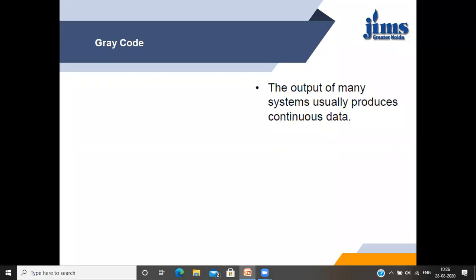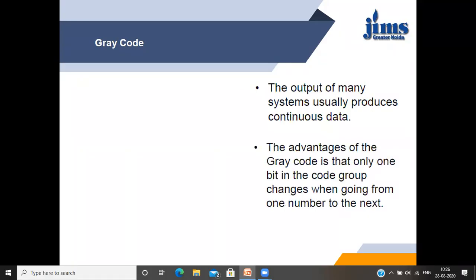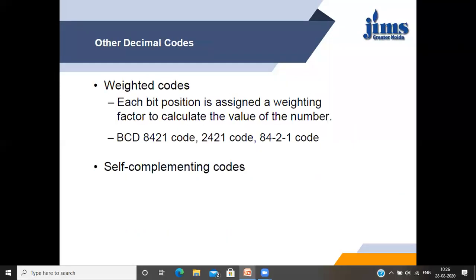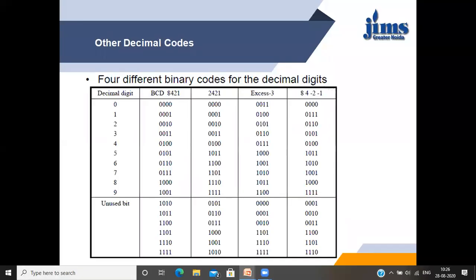So the advantage of gray code is that only one bit in the code group changes when going from one number to the next number. Suppose I take an example of the different codes here in this table. When I am moving from 0 to 1 in case of BCD, only one bit is changed, that is the LSB. Now when I move from 1 to 2, two bits are changed. The LSB is changed from 1 to 0, and the next bit from 0 to 1.